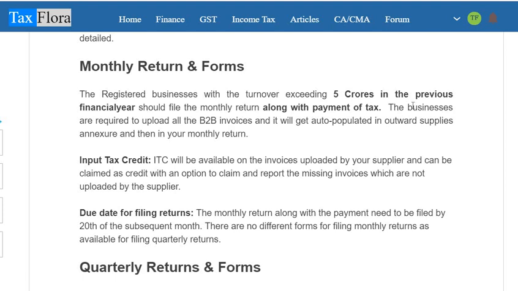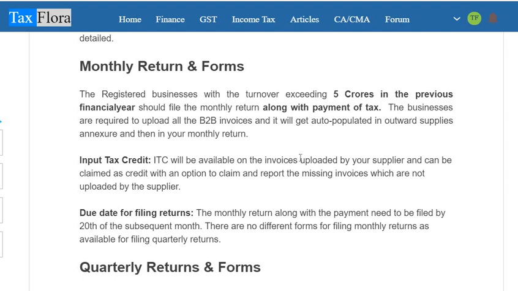The businesses are required to upload B2B invoices, and it will get auto-populated in the outward supplies annexure and in your monthly return. So you have to file all your outward supplies invoice by invoice. That means GST invoices you have to file as regular, how you are filing in GSTR-1. You have to file all your outward supplies, that means B2B supplies, through your monthly return forms. Now we'll see about input tax credit.